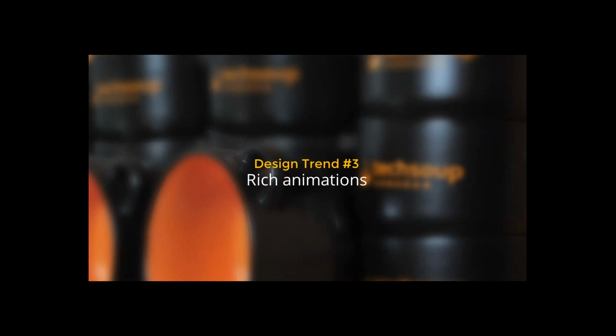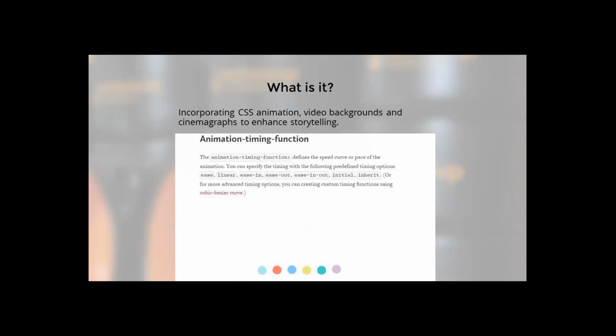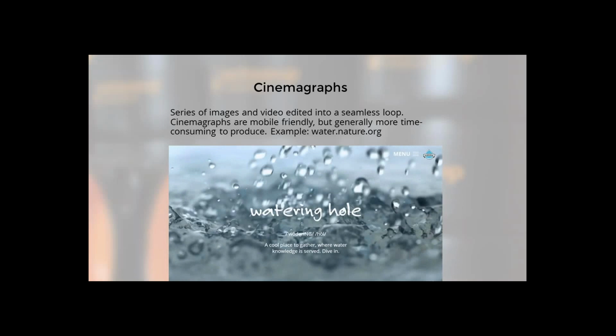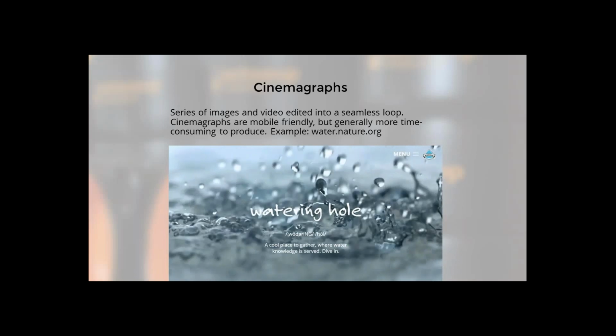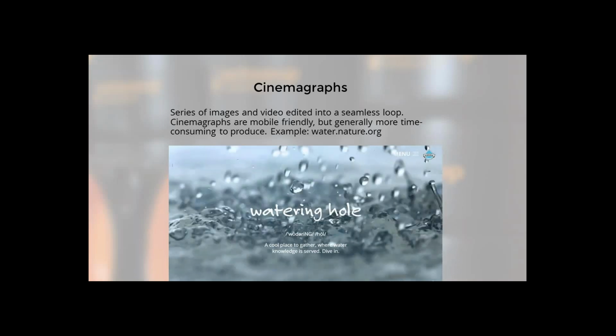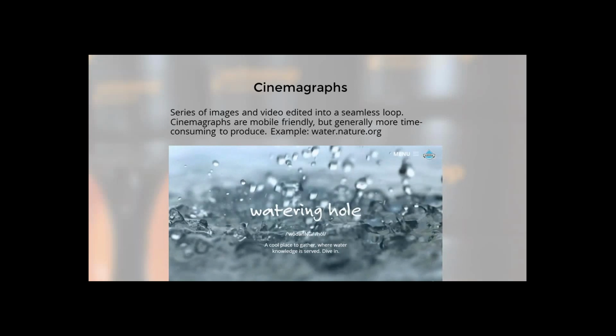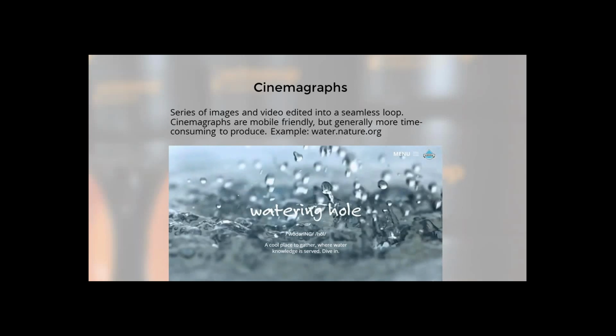One is the cinemagraph, and the other is the video background. So cinemagraphs are seamless loops that are created by combining a still image with a video. They're very similar, and they behave very similarly to a GIF file.